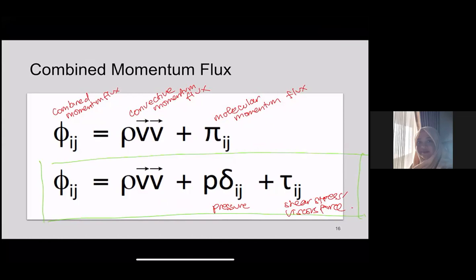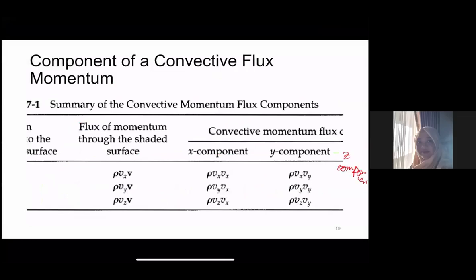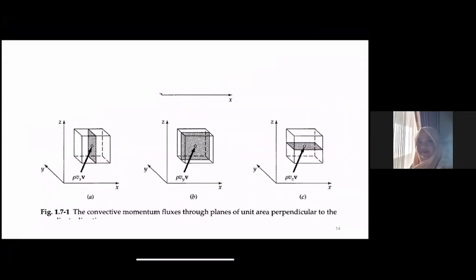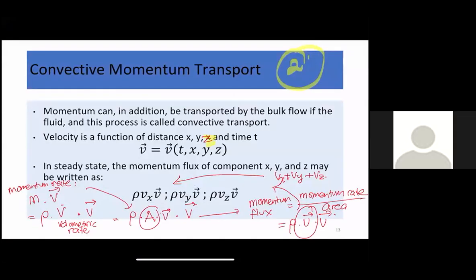Okay, any questions? Ma'am, I have a question. Yeah, okay. Could you go back to the convective momentum transport slide? This one? Before this one, I think. Yes. Could you explain again about the correlation between momentum rate, volumetric rate, until it becomes momentum flux? I still don't quite understand that.